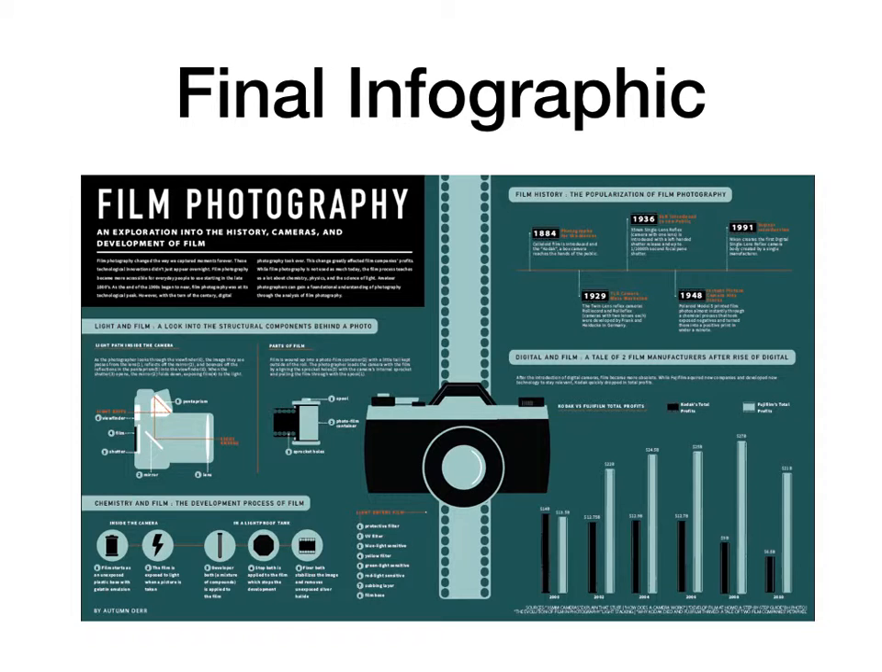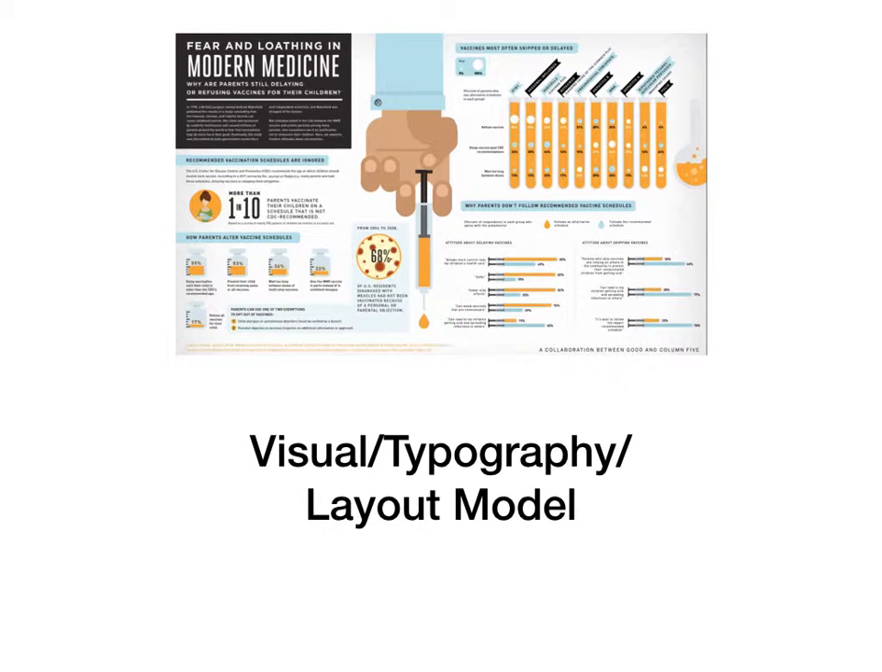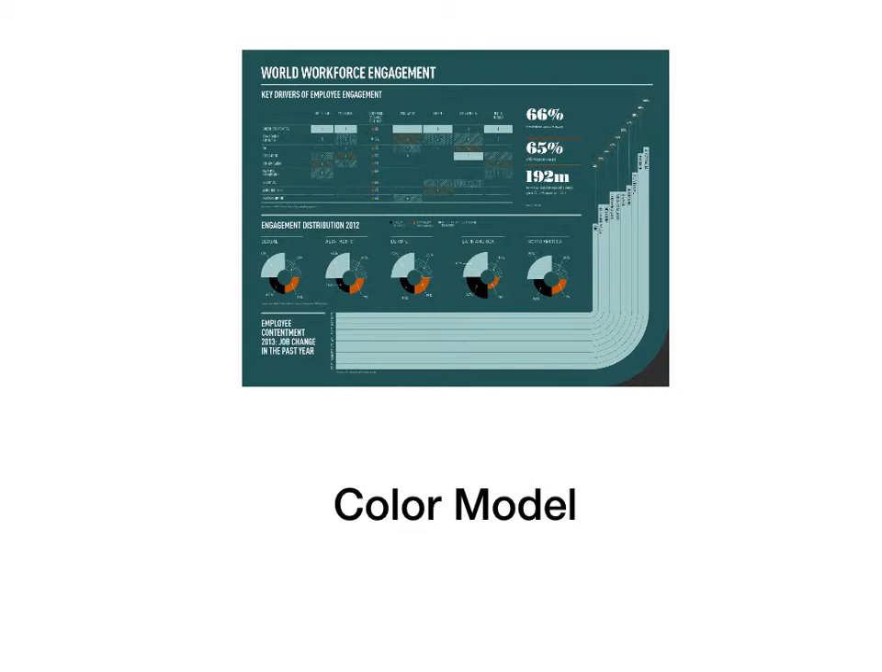Through different displays, I explore the visual potential in each piece of information on film photography. I would also like to introduce the models I used to base my infographic off of. Throughout this video, I will be explaining how these models were emulated. For the layout and visual model, I used this infographic. For the color model, I used this infographic.